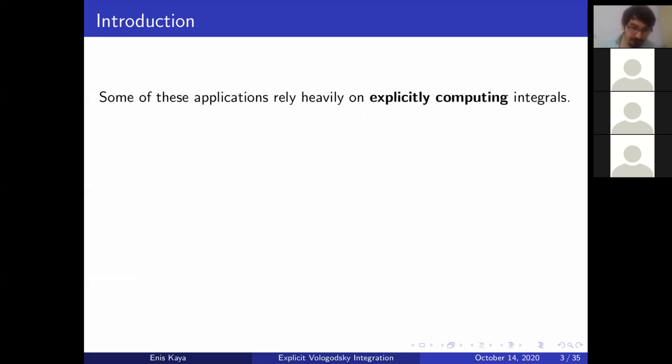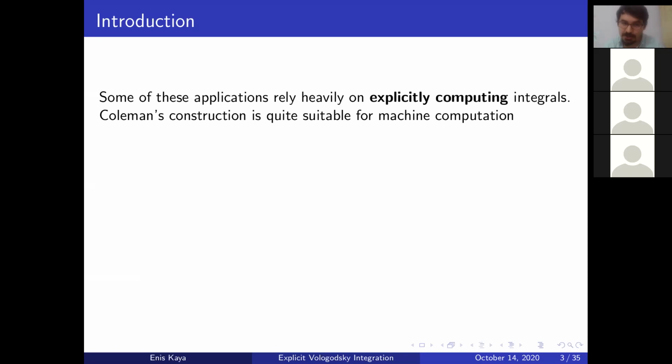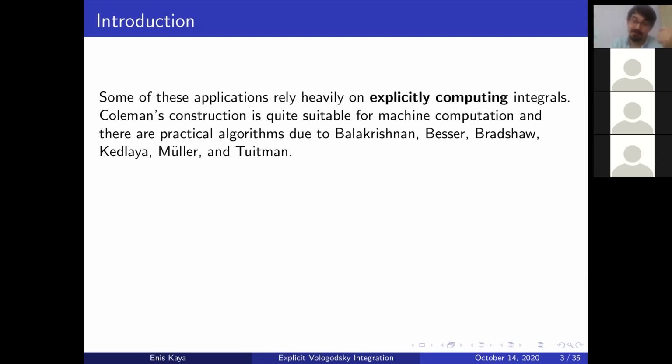It turns out that some of these applications rely heavily on explicitly computing these integrals. Recall that Coleman's construction was a construction for varieties that have good reduction at p. This construction is quite suitable for machine computation. Basically, there is one important object, what we call a lift of the Frobenius map. As long as you can compute the action of this map on differential forms, you know how to compute Coleman integrals. There are practical algorithms due to Balakrishnan, Besser, Bradshaw, Kedlaya, Müller, and Tuitman.